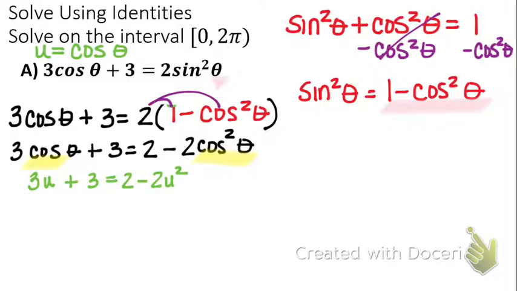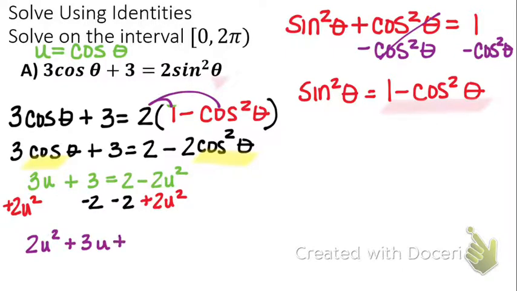So now we need to solve that. Bring everything to one side so we can factor it. The first thing I'm going to do is add the 2u squared, bring that over, and then subtract the 2. So we end up with 2u squared plus 3u plus 1 equals 0. Okay, go ahead and factor that down.